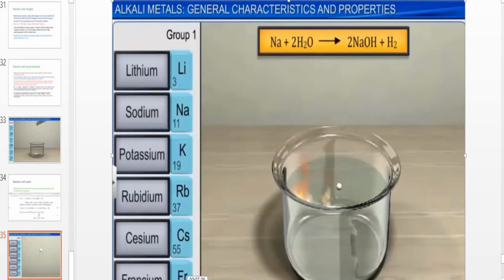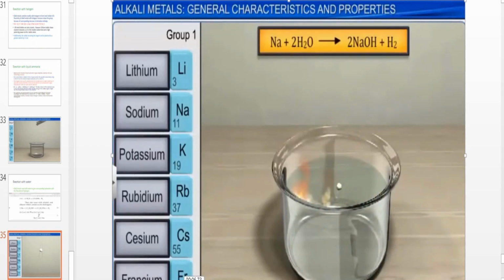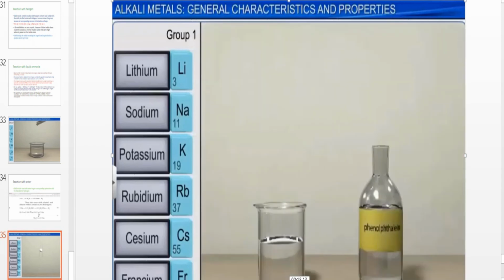Sodium readily reacts with water. See, a drop of sodium is dropped down into a water containing beaker. It is violently reacting with the water to give sodium hydroxide and hydrogen. If you test the sodium hydroxide, it is basic in nature. How will you test it? Add a drop of phenolphthalein to this sodium hydroxide. The solution turns into pink color.